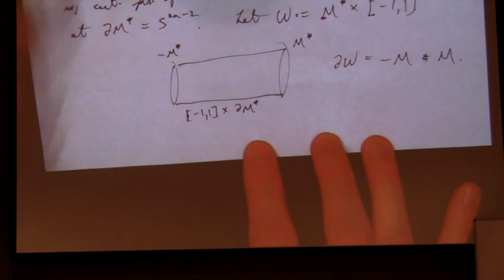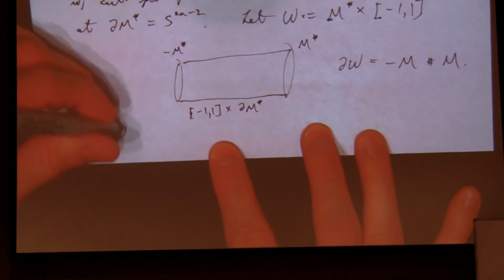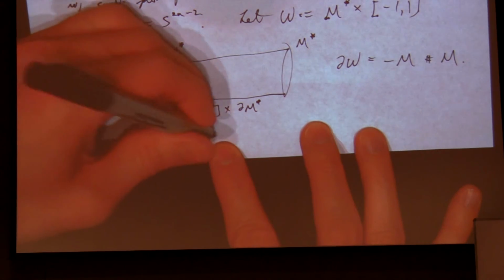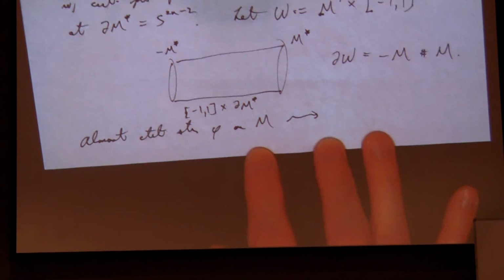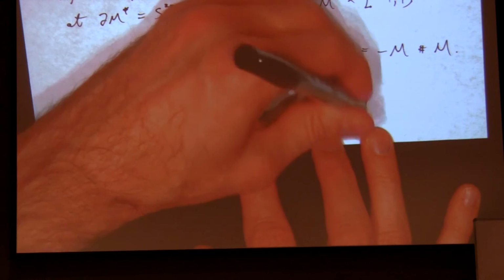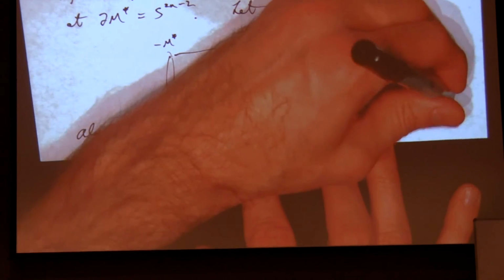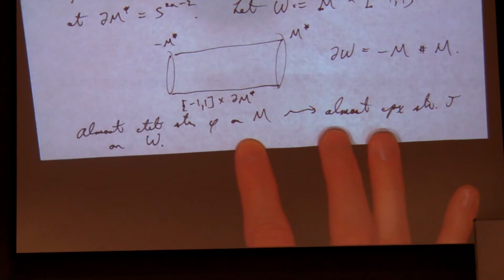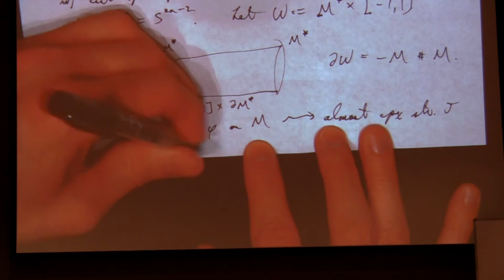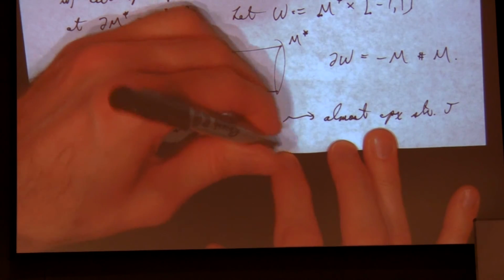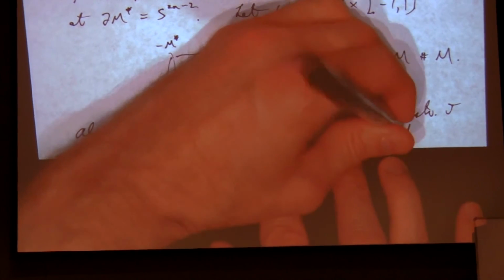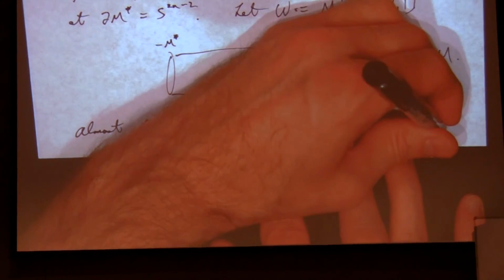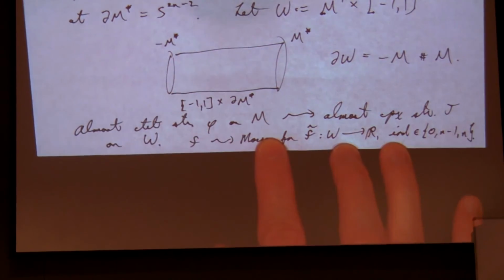And the next thing I want to do with it is say that since I have an almost contact structure on M, there's a natural homotopy class corresponding to that of almost complex structures J on W. And my Morse function f gives me a Morse function on W with critical points of index 0, n minus 1, and n again, and nothing larger than n.